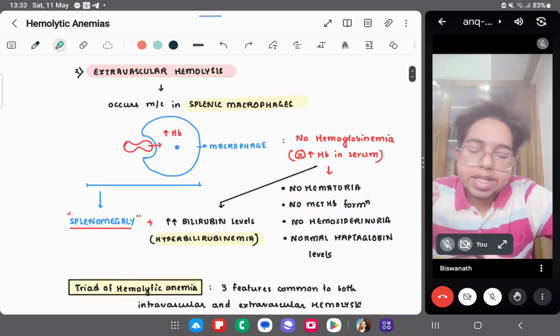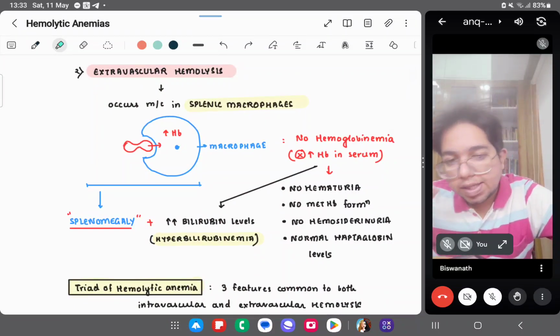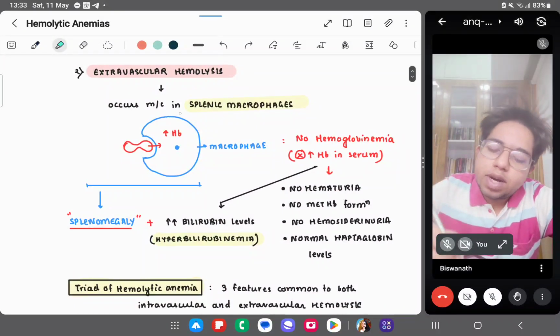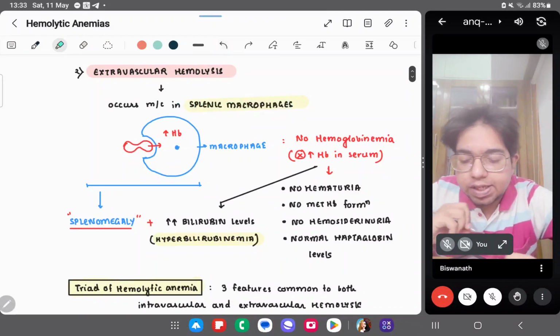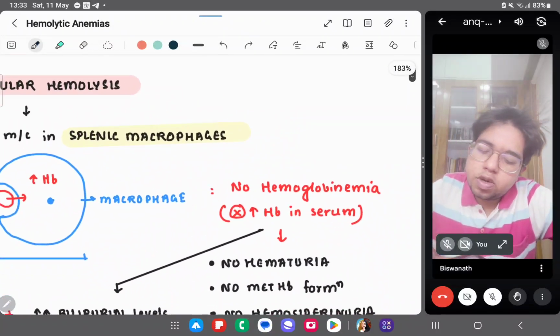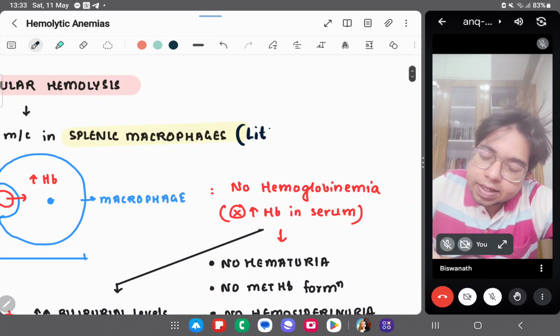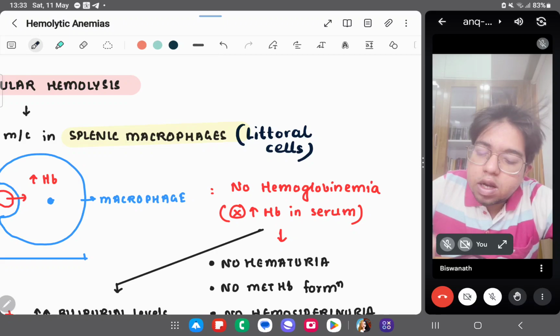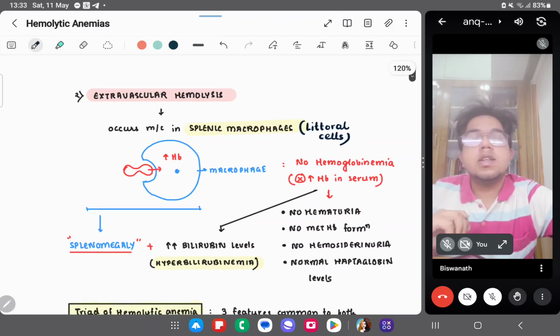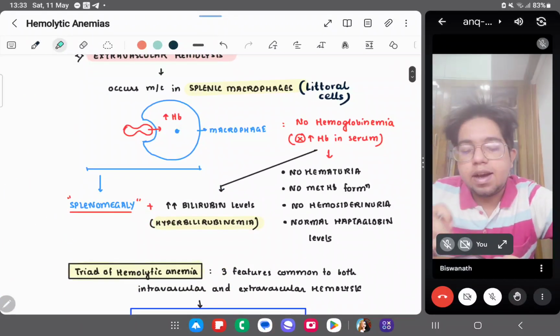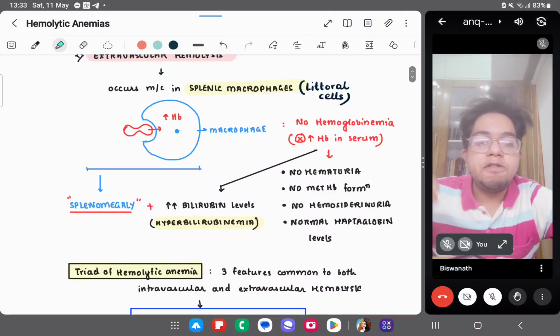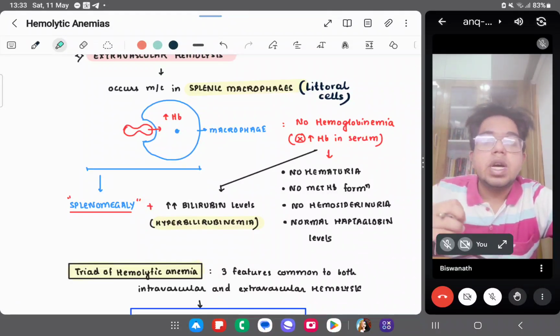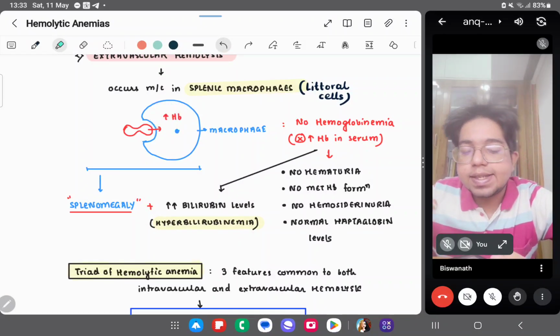Let's come to extravascular hemolysis. Extravascular hemolysis means outside the blood vessels. So what happens most commonly in splenic macrophages? The splenic macrophages are also known as littoral cells. Okay. So littoral cells will be engulfing the RBC. Okay. Then hemoglobin will increase inside the littoral cell.